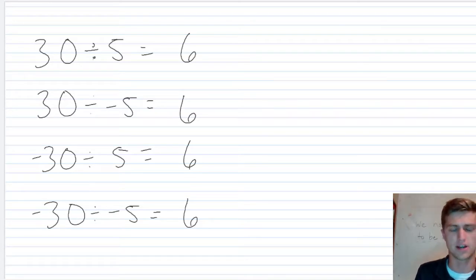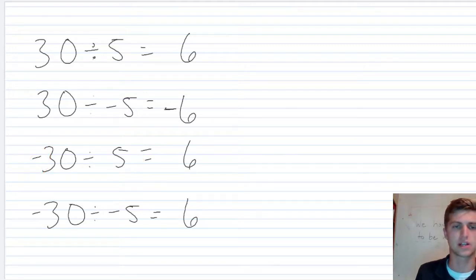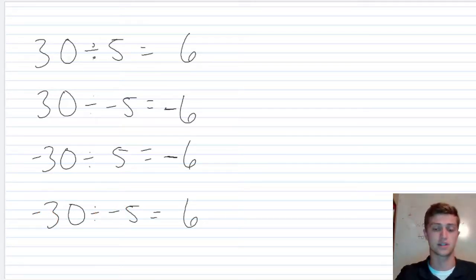What about right here? Even amount of negative signs or odd amount? There's only one negative, which means our answer is negative. Look here. Even amount or odd amount? There's only one negative, which means our answer is negative. How about down here? Even amount or odd amount? Even. We have 2. They cancel. 2 negatives make a positive. Bam. 6, -6, -6, 6.